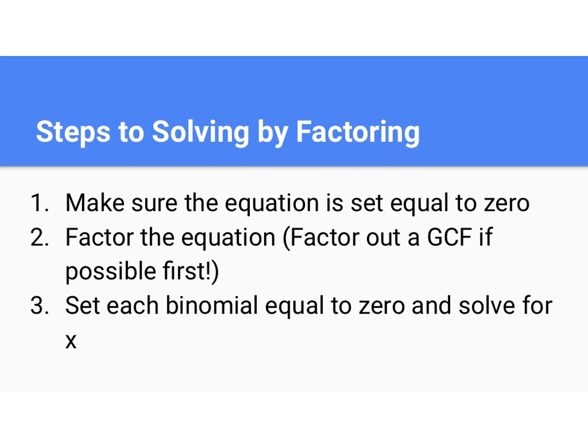So when we are choosing to solve a quadratic equation by factoring, we have to make sure that that equation is equal to 0. Remember, we're trying to find the x-intercept, so when the y is equal to 0, we need to know the x value, so it has to be equal to 0. Then we're going to factor it, and remember, we always look for a GCF first, and then once we factor it, we can set the binomials equal to 0 and solve for the x, and that will tell us where it crosses the x-axis.